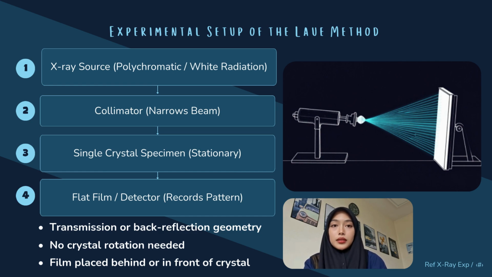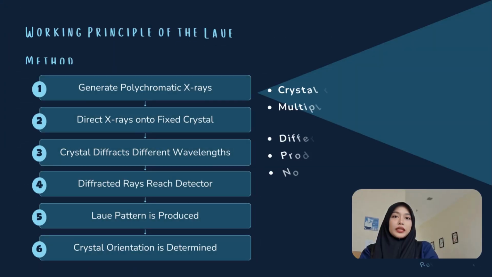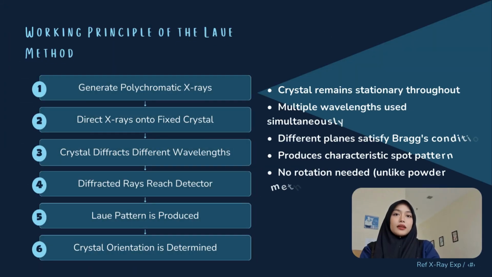The recorded pattern is then used for crystal analysis. Next is the working principle of the Laue method. The process begins by generating polychromatic X-rays, which are directed into a fixed crystal.